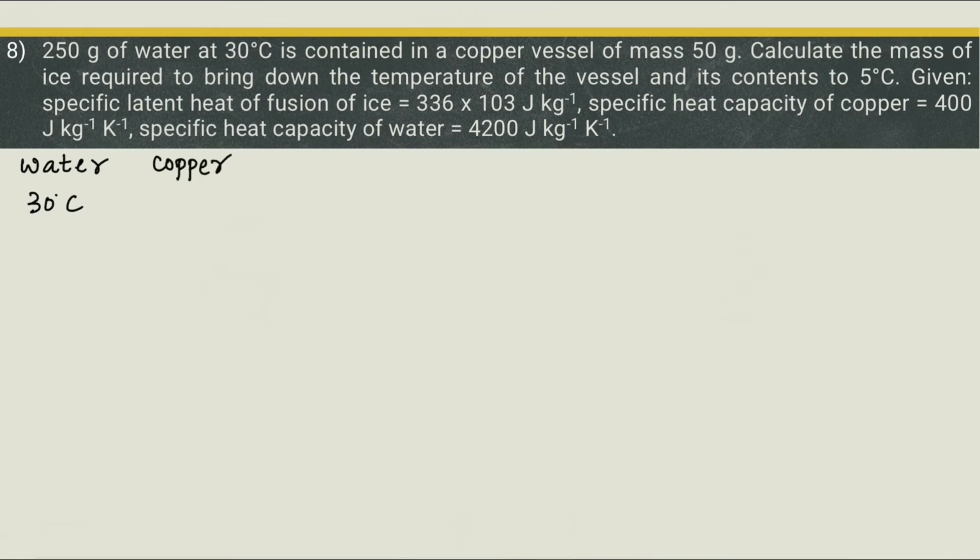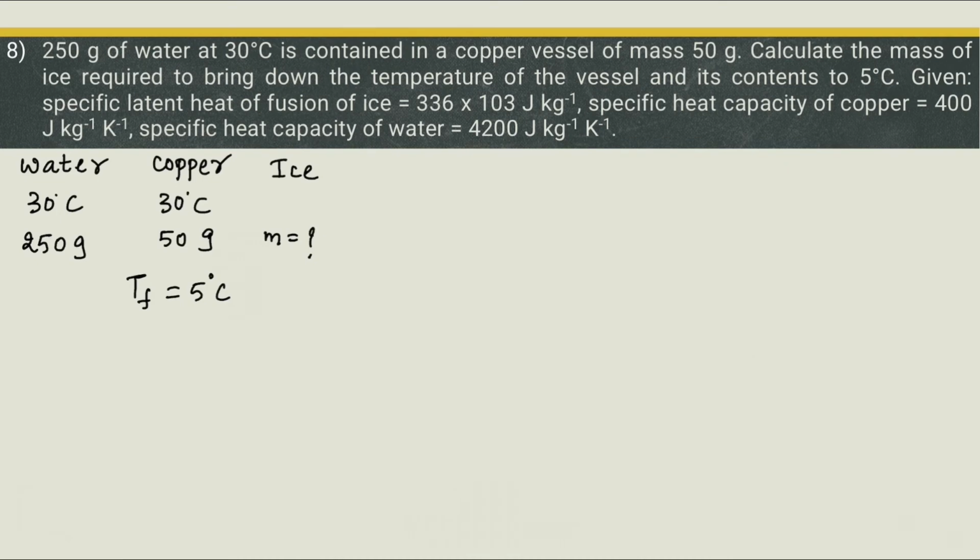Now what is the temperature of copper? That must be initially the same as the temperature of water. So the temperature of copper is the same as the temperature of water, 30 degrees Celsius. Remember, in the numerical you will be given only either the temperature of the copper vessel or the temperature of water, not both. Mass of water is 250 gram, mass of copper is 50 gram. Calculate the mass of ice required to bring down the temperature of the entire mixture to 5 degrees Celsius. So the final temperature is 5 degrees Celsius.